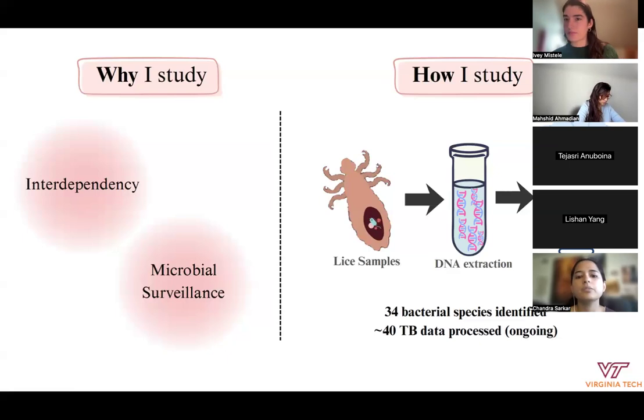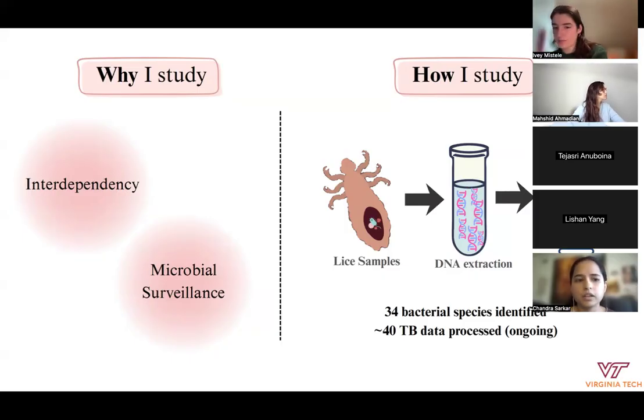Second, my work contributes to microbial surveillance. Over 60% of new infectious diseases, including pandemics like COVID-19, have wild animal origins. So understanding what microbe exists in the wildlife is critical for predicting and preventing disease emergence.